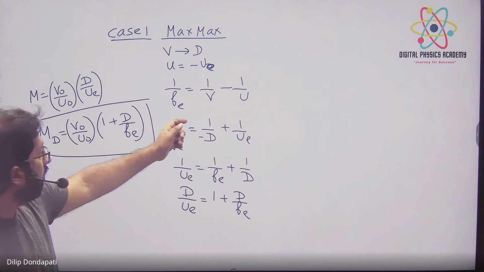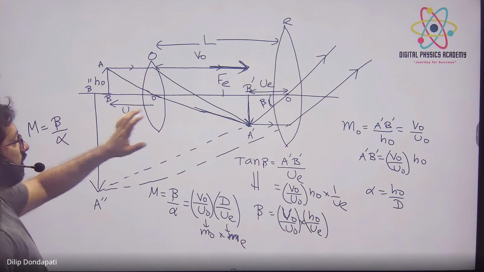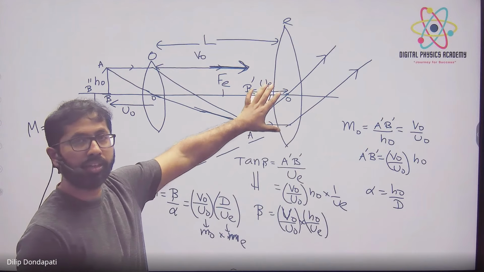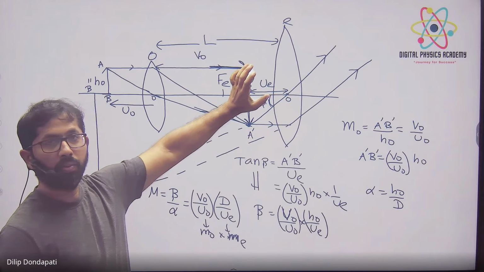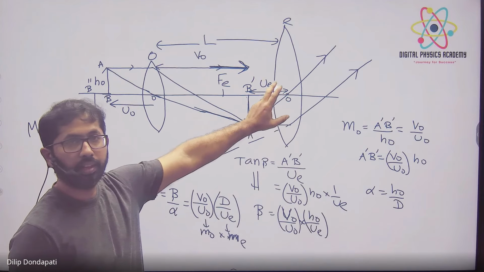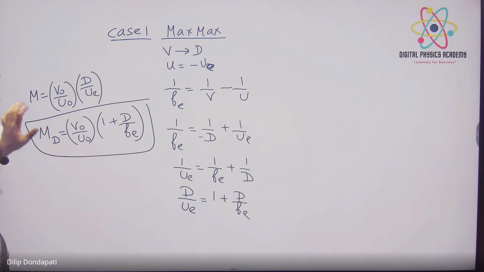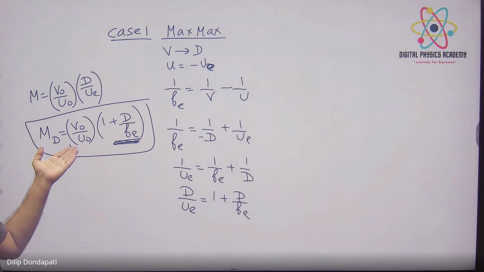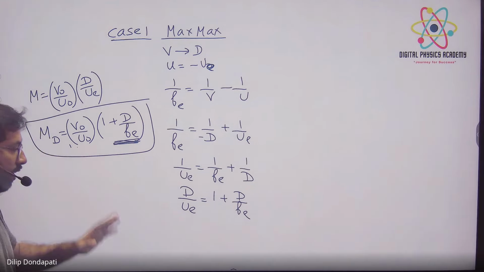See, this eye lens is acting like a simple microscope. What was the maximum magnification formula for a simple microscope? 1 plus D by F, right? See, 1 plus D by F. This is acting like a simple microscope. And this is the magnification of the objective lens, VO by UO. Now find the minimum magnification.